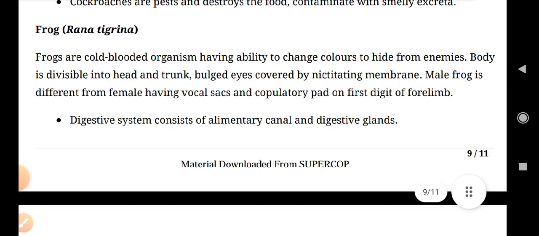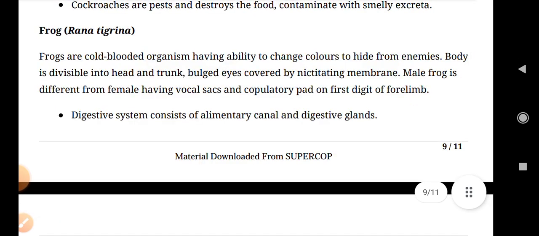Frog, Rana tigrina. Frogs are cold-blooded organisms having ability to change colors to hide from enemies. Body is divisible into head and trunk. Bulging eyes are covered by nictitating membrane. Male frog is different from female, having vocal sacs and copulatory pad on first digit of forelimb.